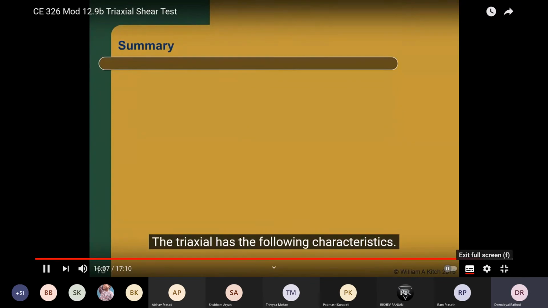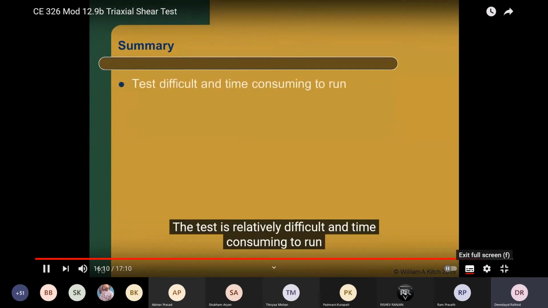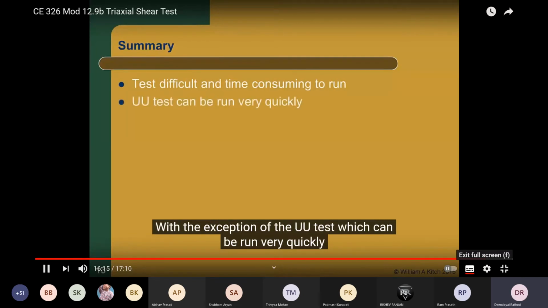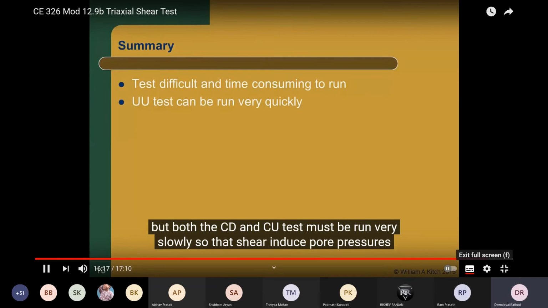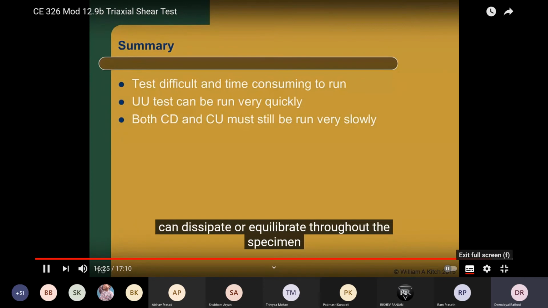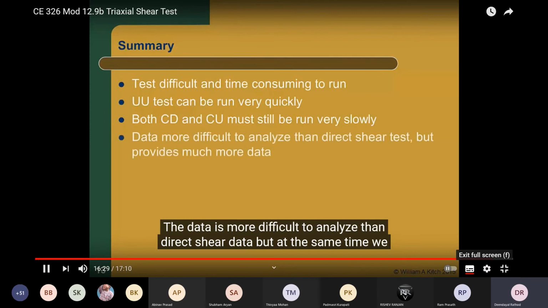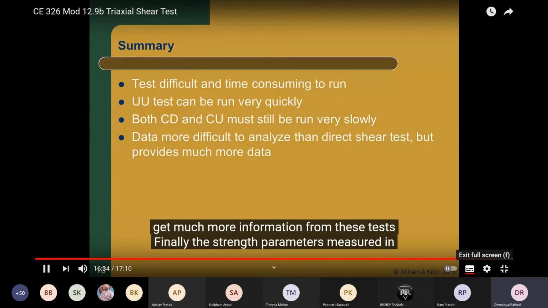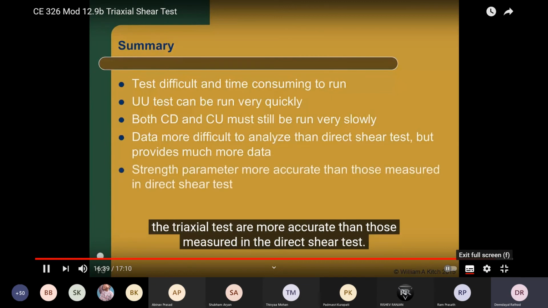The triaxial test has the following characteristics. The test is relatively difficult and time-consuming to run, with the exception of the UU test, which can be run very quickly. However, both the CD and CU tests must be run very slowly so that shear-induced pore pressures can dissipate or equilibrate throughout the specimen. The data is more difficult to analyze than the direct shear data, but at the same time, we get much better information from these tests. Finally, the strength parameters measured in the triaxial test are more accurate than those measured in the direct shear test.